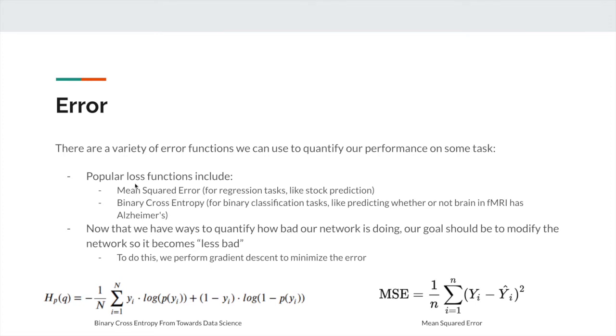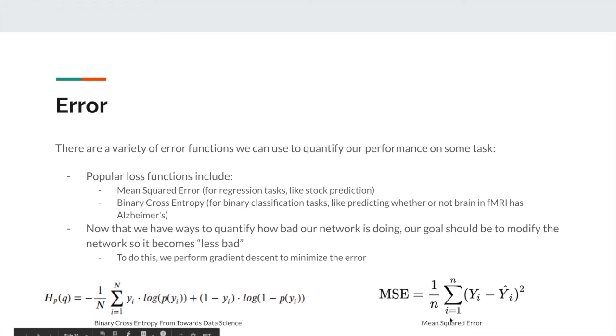What specific loss function you use depends on the specific task you're performing. So if you were doing some sort of regression task where, for example, given some properties of some company as your input, you're trying to predict stock price as an output, what you would use for that would be like mean squared error, which is shown here. If you're doing some sort of classification task where you're trying to predict if some image is a cat or a dog, or if it's a picture of a brain and does the brain have Alzheimer's or not, then you'd use binary cross entropy. These are just two examples, and there's many different types of loss functions.